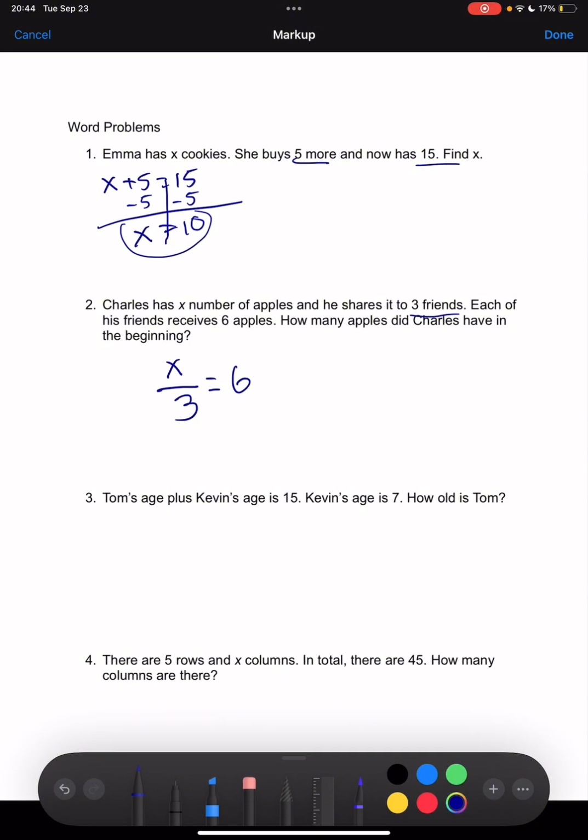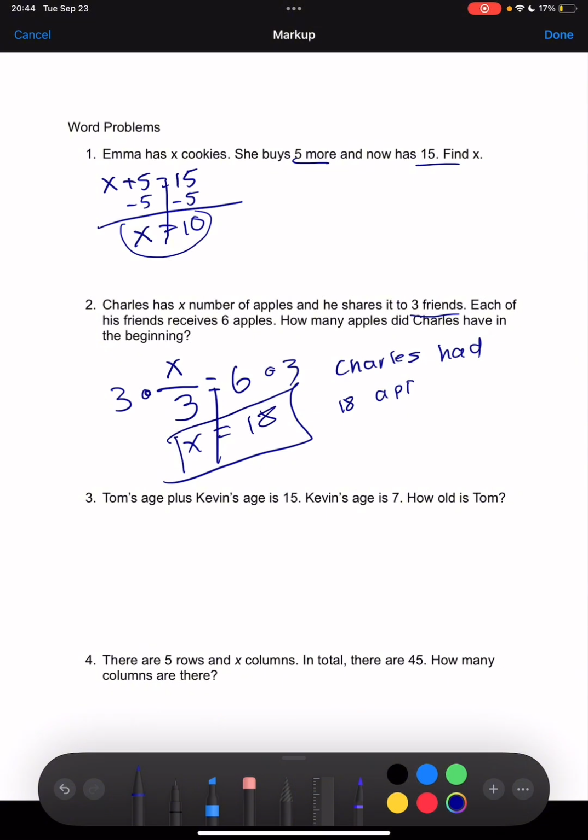So x over 3, that's division, and the opposite of division is multiplication. So multiplied by 3, x is equal to 18. And that means Charles had 18 apples in the beginning.